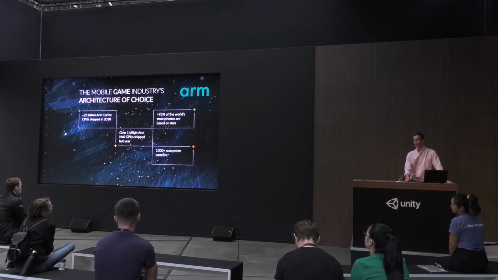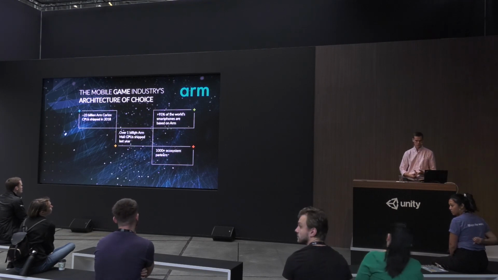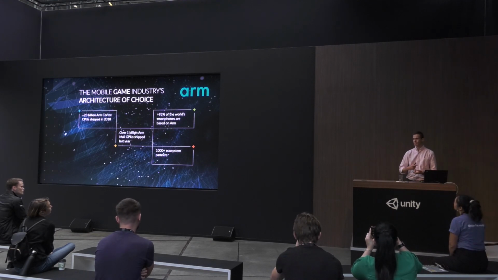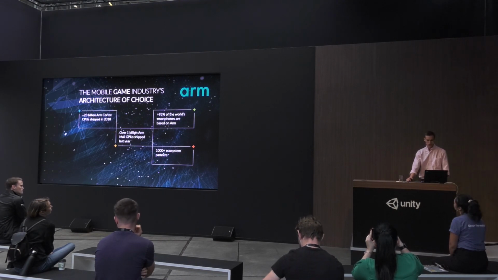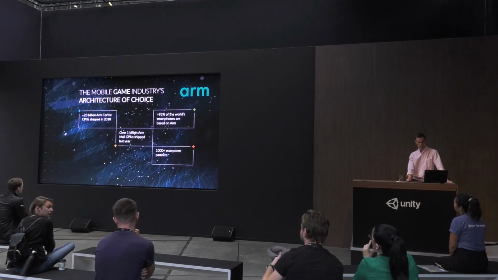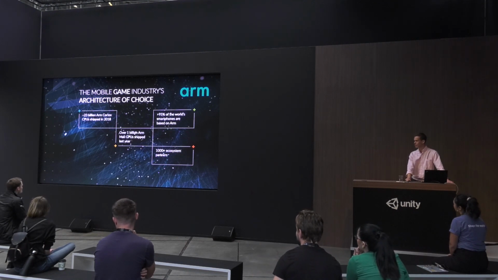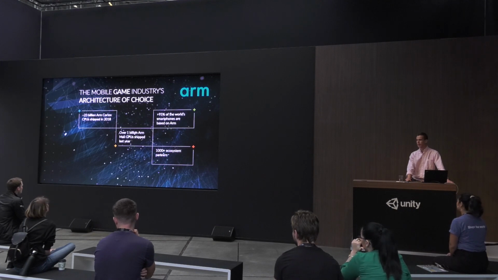Arm hardware powers a whole range of devices, from smartphones, supercomputers, and agricultural sensors, all the way through to servers. The new Unity server process is also based on Arm chips. 23 billion Arm Cortex CPUs shipped in 2018, and over 1 billion Arm GPUs shipped just last year. So we're pretty big, and we've been around for a while.